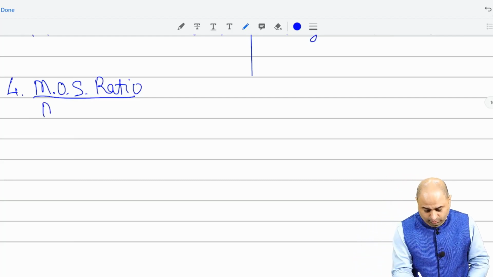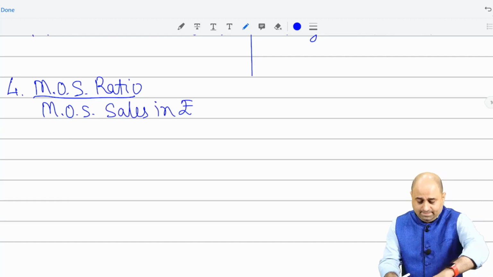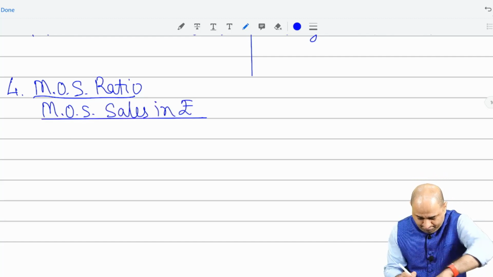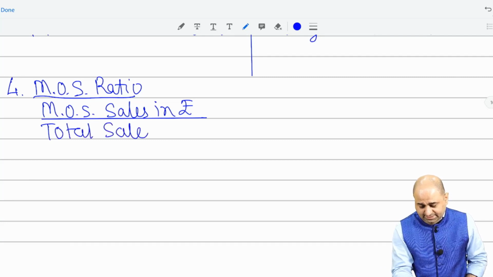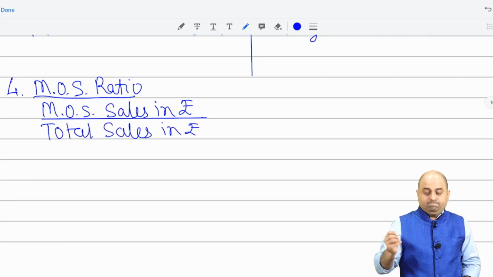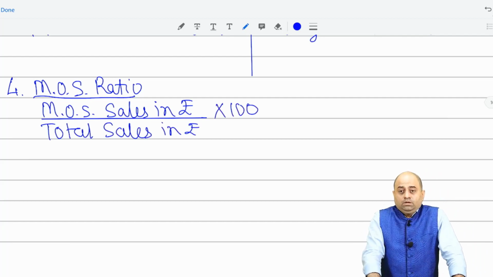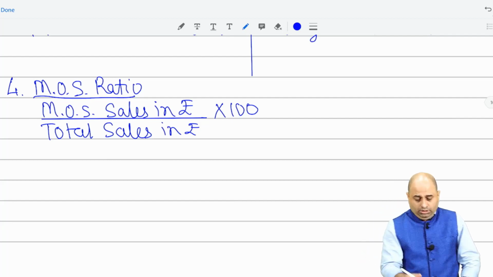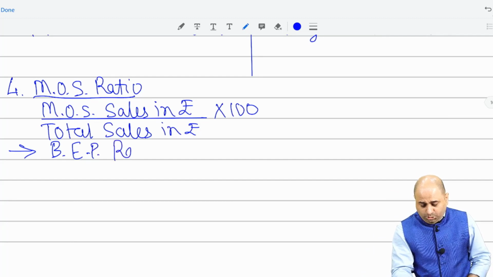So, margin of safety sales in rupees upon total sales in rupees into 100. Now, one corollary which we can find out from this, just pay attention. Well, technically speaking, BEP ratio also can be found out this way.